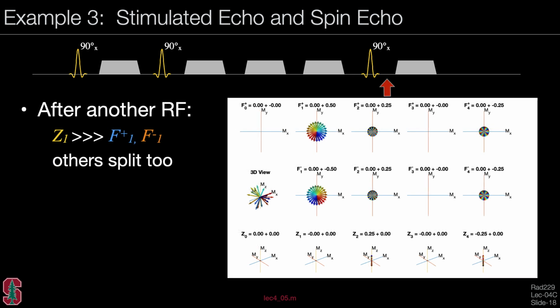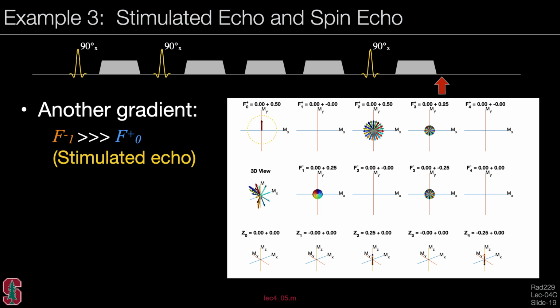And this pulse has the effect of taking that Z1 magnetization and mixing it between F plus sub 1 and F minus sub 1. Notice that a 90-degree pulse leaves nothing here in this case. Now we have magnetization in F minus sub 1, we play another gradient, and that will refocus to what's called a stimulated echo.